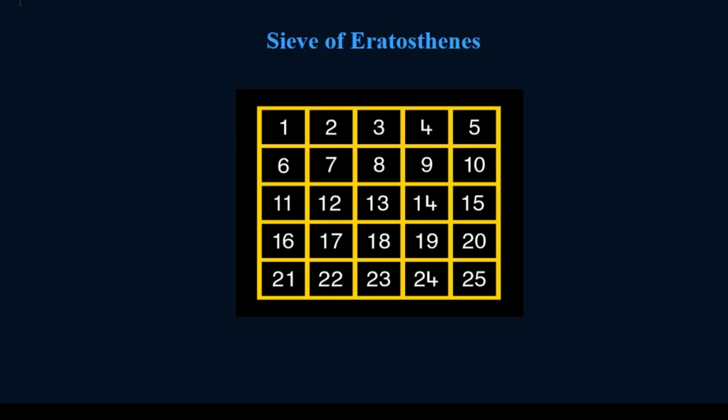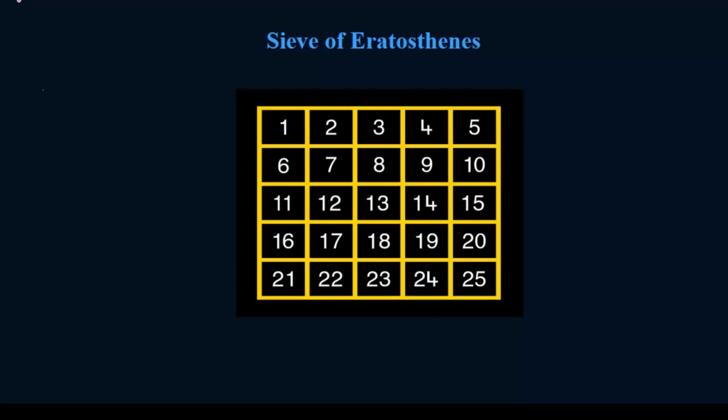Hello everyone. In this video we will discuss the Sieve of Eratosthenes. Basically, that is the mathematical theorem used to find all the prime numbers up to a given number. Okay. So let's take an example, because with the help of an example we can easily connect the things.